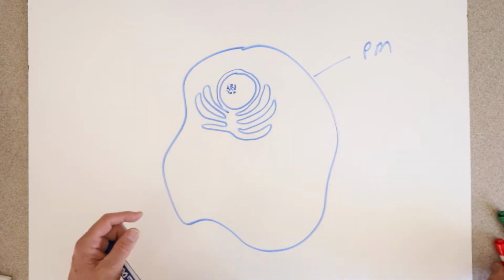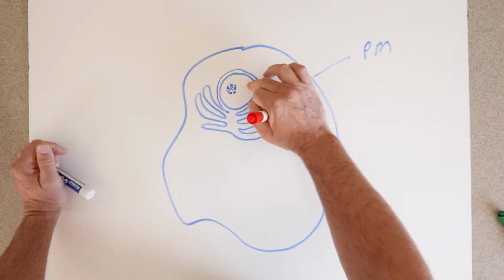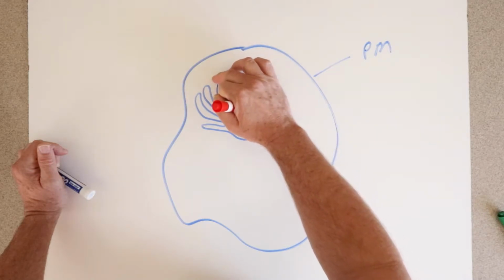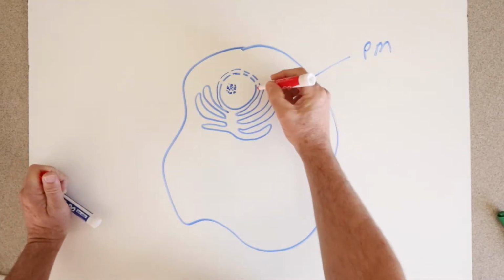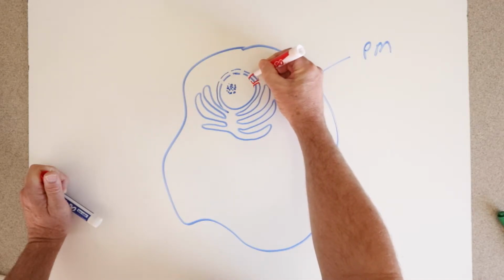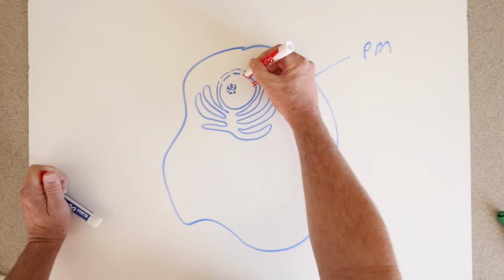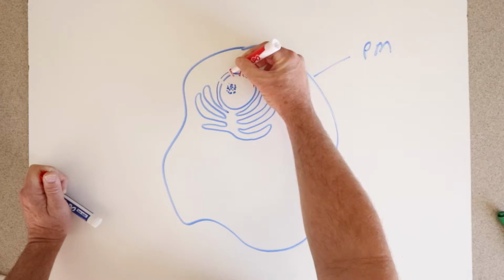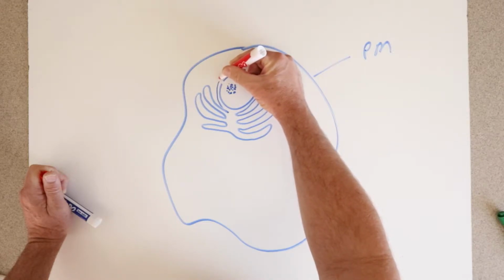And then the nuclear envelope is studded all over, and I'm going to draw these much bigger than what they really are, with these pores and pore proteins, and I'm going to draw the pore proteins in red. These pores allow the movement of substances into and out of the nucleus. All right, there we go.